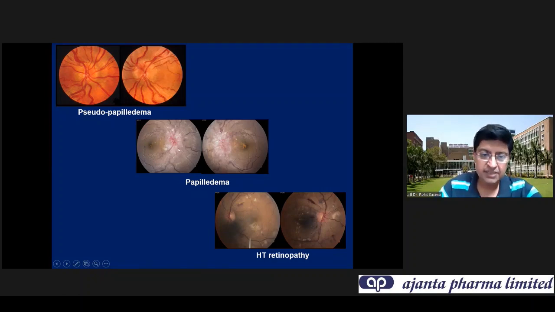You can see the margins are blurred. You have splinter hemorrhages. You have edema that is going right up to the macula in both the cases because it's a very severe disc edema. You have exudates all over. And this is a hypertensive retinopathy.